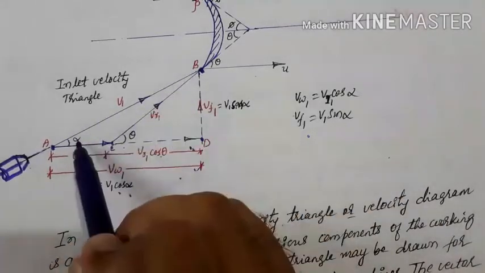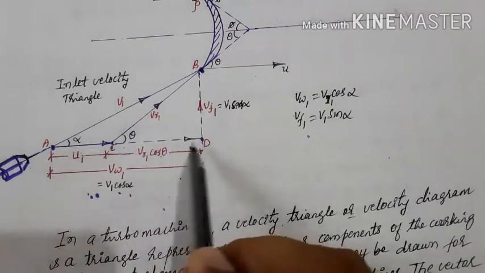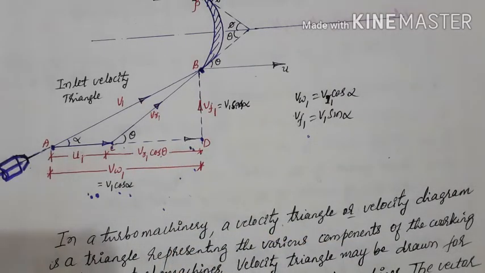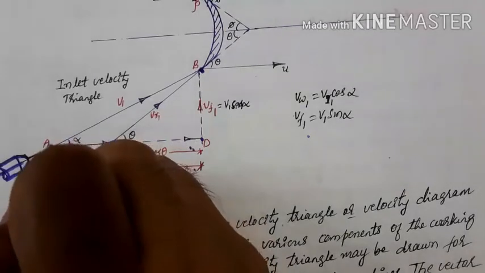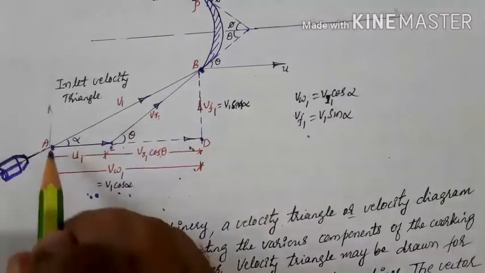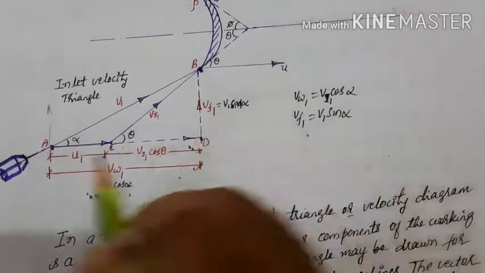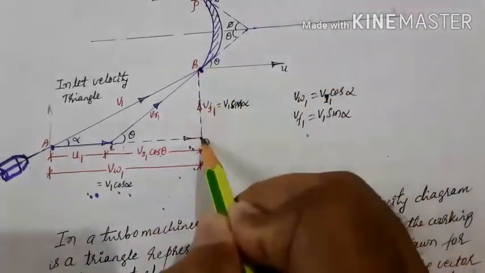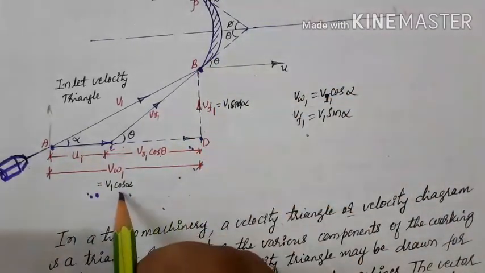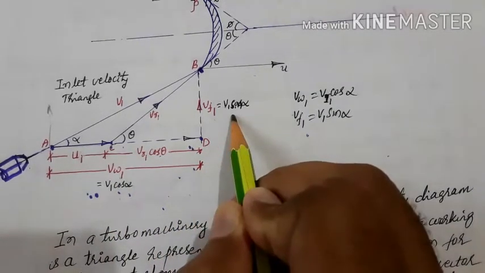This V1 has been resolved into two components, one in the perpendicular direction and one in the horizontal direction, like this. If you want to resolve this V1, you will get one component perpendicular like this, and the other you get horizontal. The same we have just shifted here and drawn here, one horizontal and one perpendicular. So we have got VW1, that is V1 cos alpha, and VF1 as V1 sin alpha.